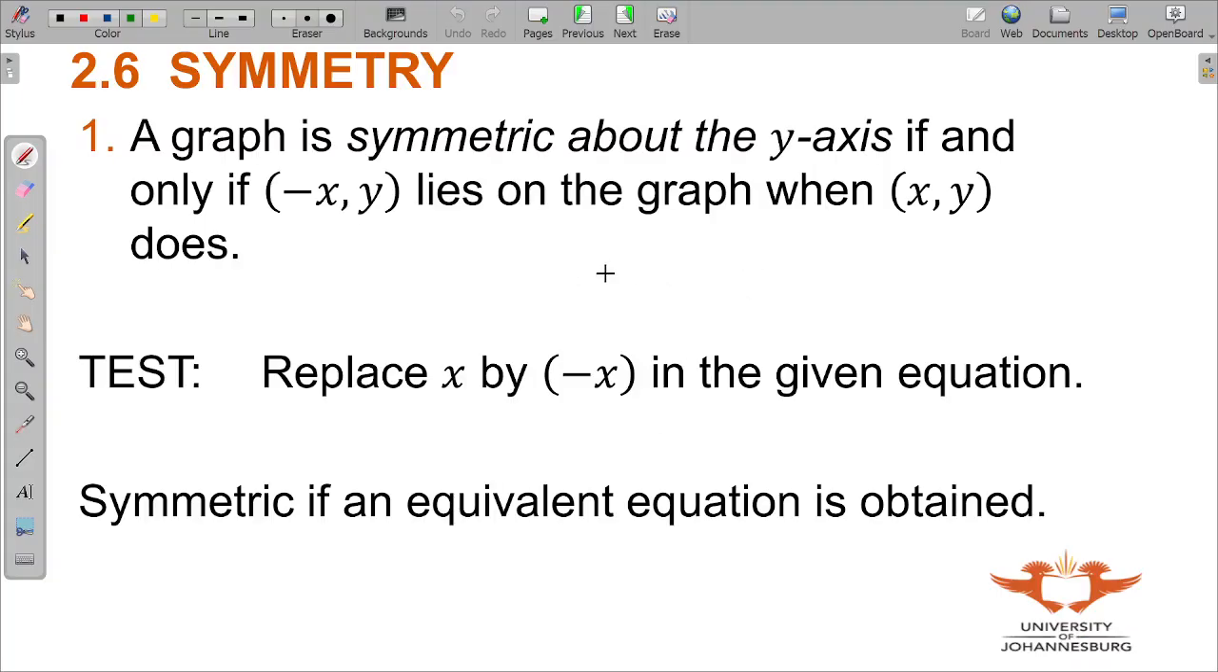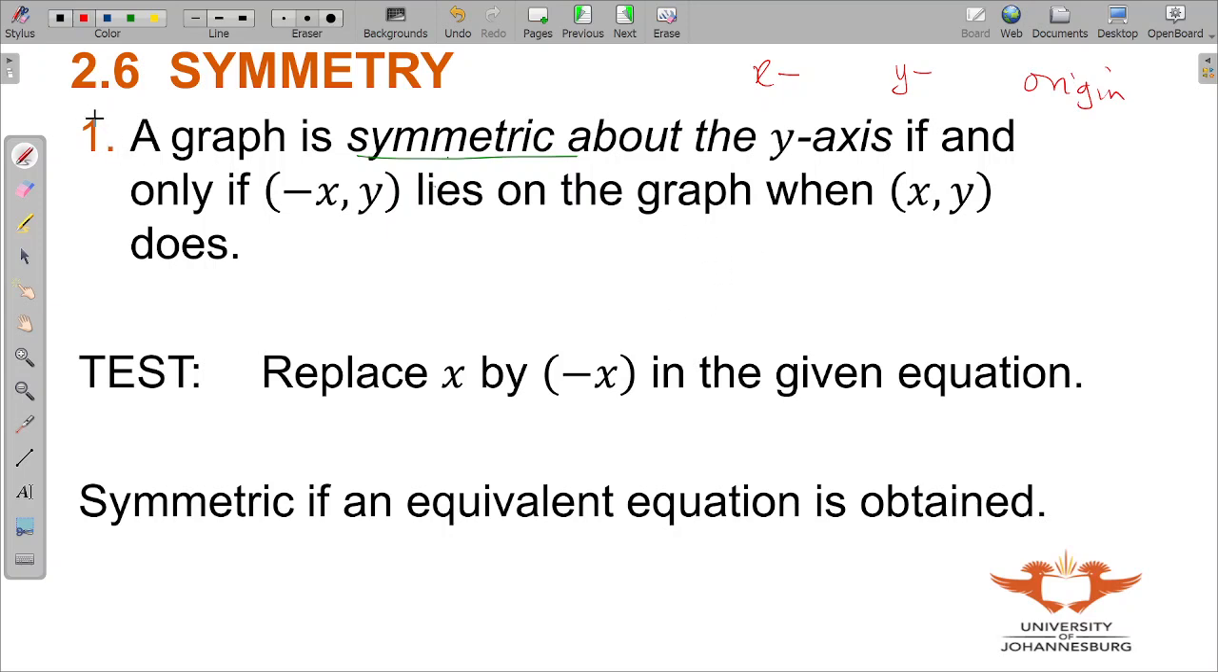All right, so we come to 2.6, symmetry. We want to check if a graph is symmetric. We have three areas to check for that: about the x-axis, about the y-axis, and about the origin.